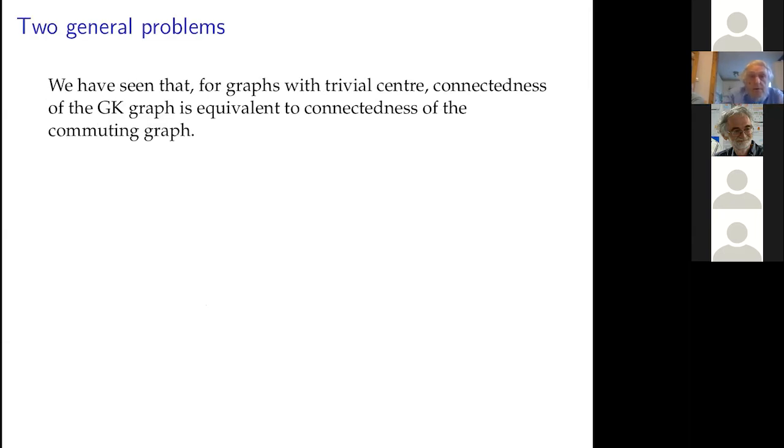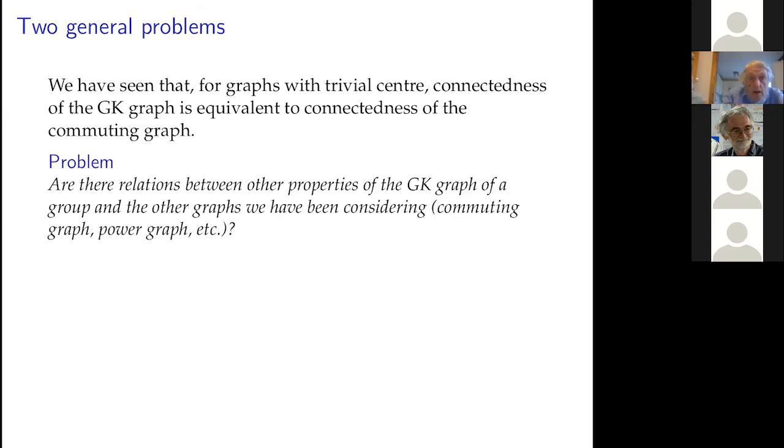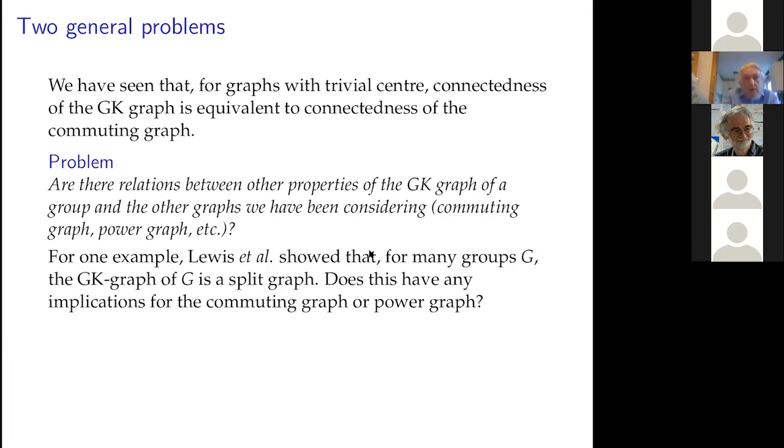So for graphs with trivial center, connectedness of the Grunberg-Kegel graph is equivalent to connectedness of the commuting graph. Are there other relations between other properties of the Grunberg-Kegel graph and the other graphs we've been considering? So we've seen that this graph has relevance to the power graph and to the enhanced power graph. So there are definitely connections there. But does it go back the other way?